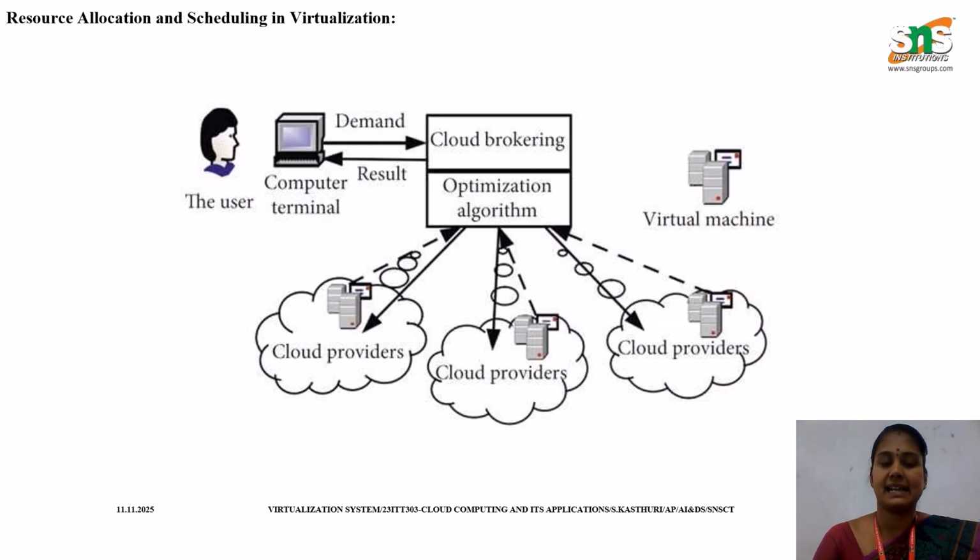The next slide depicts resource allocation and scheduling in virtualization. Hypervisors allocate and manage resources. The first one is CPU allocation, which shares CPU cycles among the virtual machines. Memory allocation: dynamic memory allocation by ballooning or overcommitting. Storage allocation: virtual disks are mapped to physical storage. Network scheduling controls virtual NIC traffic. The hypervisor ensures fairness, efficiency and performance.